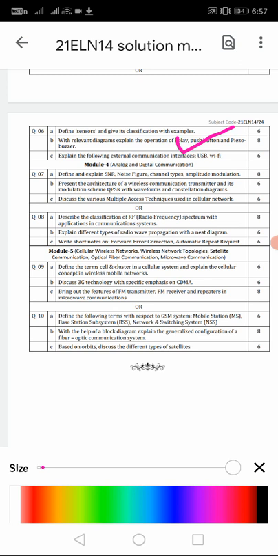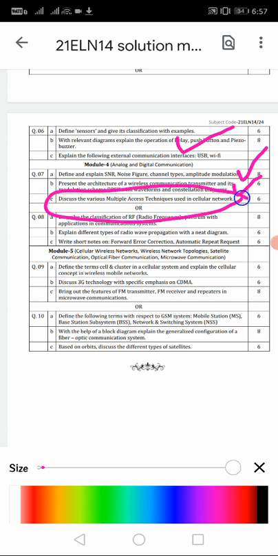Okay, next 7A. Define and explain SNR, noise figure, channel types, and amplitude modulation. Okay, 50 to 70% this question is okay for me. 7B, present the architecture of wireless communication transmitter and modulation, QPSK and constellation diagram. Okay, 50% again. 7C, discuss the various multiplexing techniques.